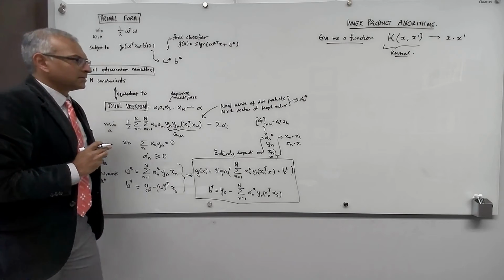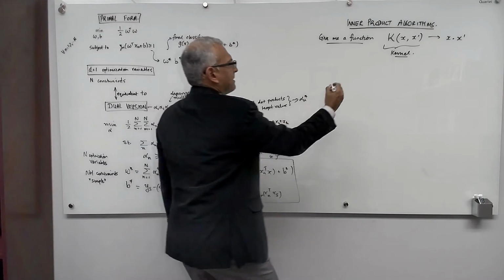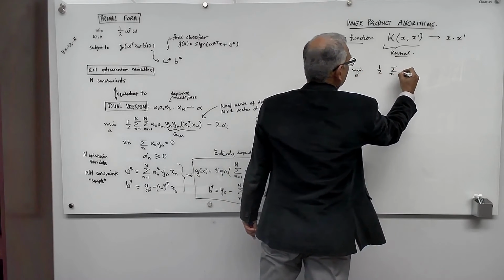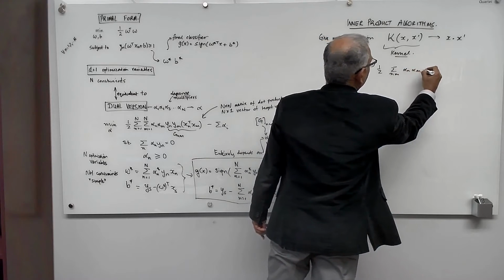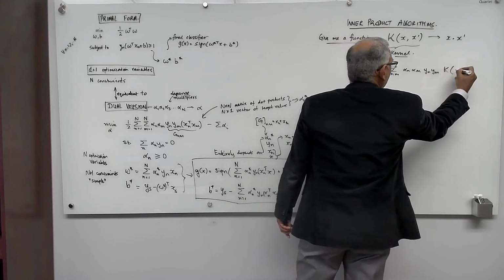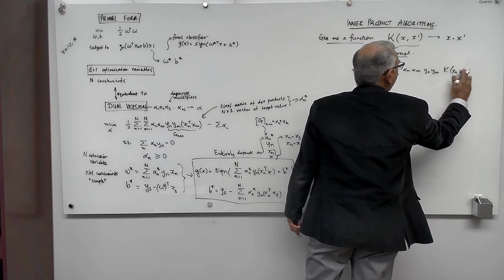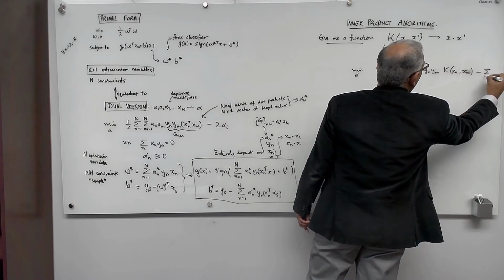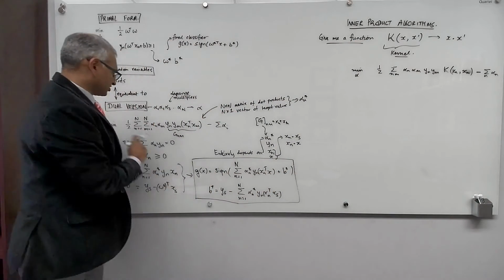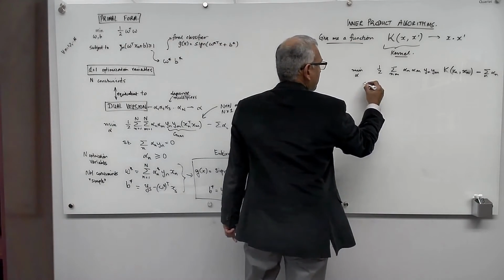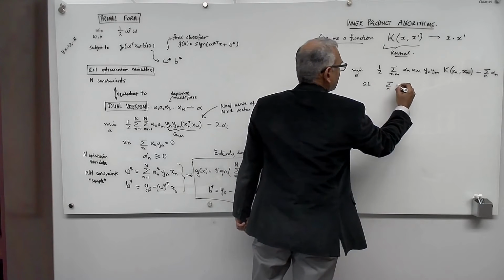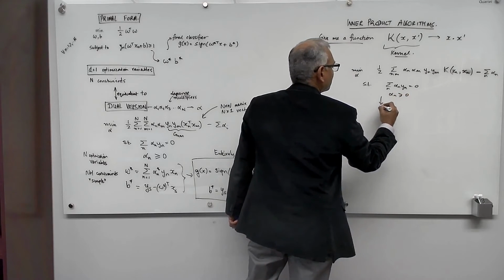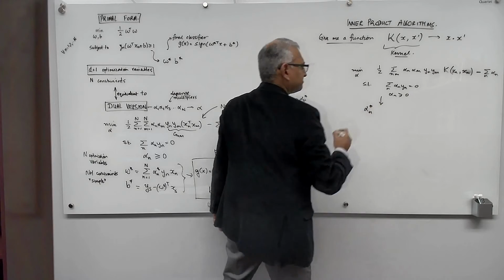Here's how. The optimization problem: minimize over alpha one half the sum over n and m of alpha n, alpha m, yn, ym, times the kernel on xn and xm, minus the sum over n of alpha n. So that's the objective. Subject to the sum over n of alpha n yn equals 0, and alpha n is greater or equal to 0. This gives me alpha n star.